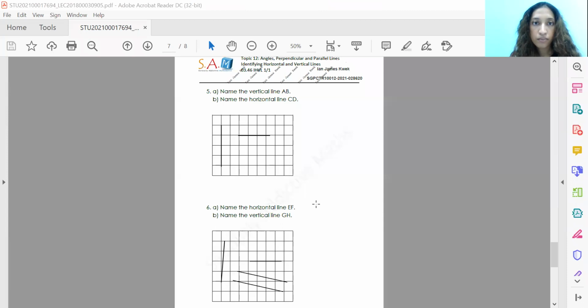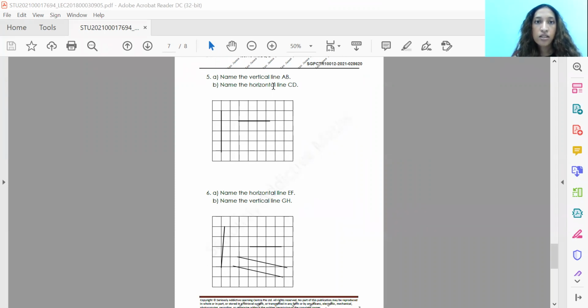So let's see. Name the vertical line AB. Name the horizontal line CD. I will go through number 5 and I want you to do number 6 on your own. Name the vertical line AB. So vertical, right? This one. So A, B. Name the horizontal line CD. So C and D. Kindly pause on this video and attempt number 6 for me.